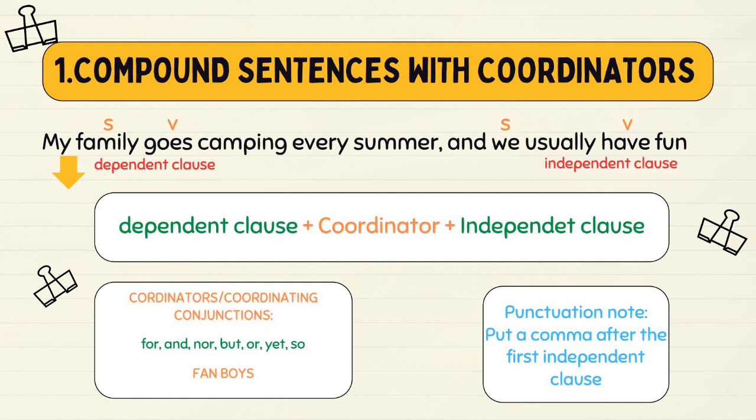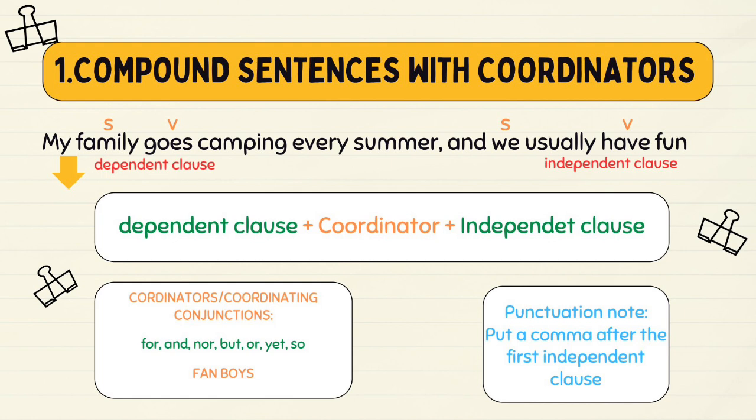The first one is compound sentences with coordinators. For example, my family goes camping every summer, and we usually have fun. The sentence has 2 independent clauses. The first independent clause is, my family goes camping every summer. The second independent clause is, we usually have fun. Thus, 2 independent clauses are connected by a coordinator, and.